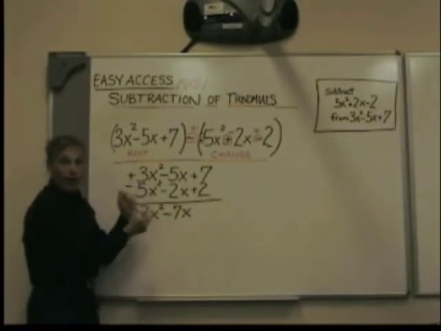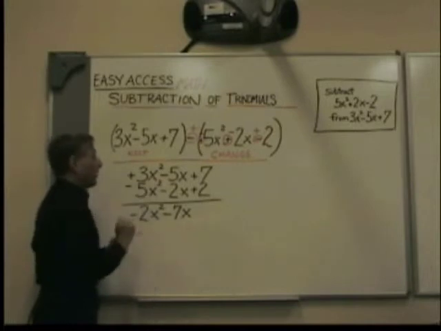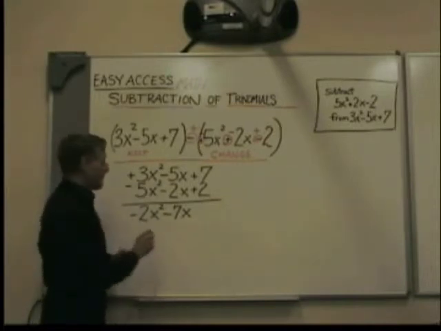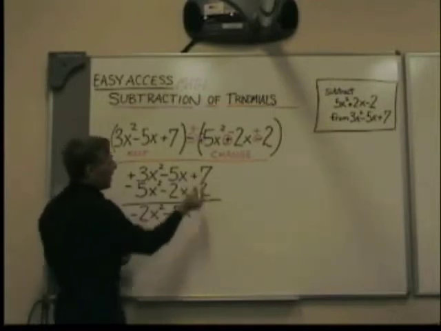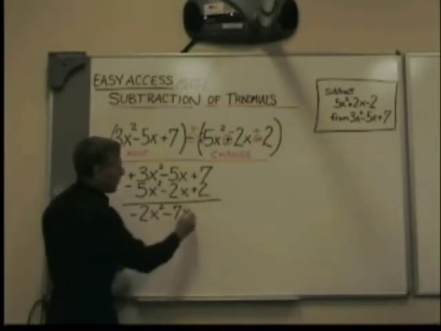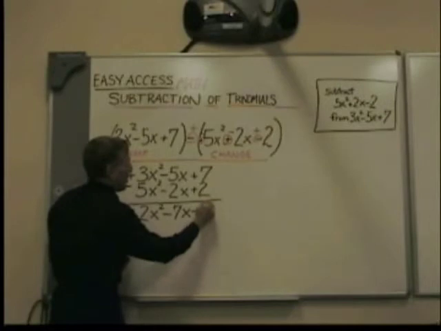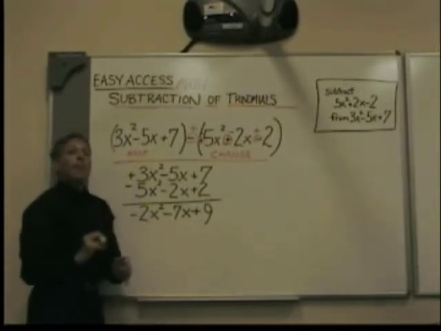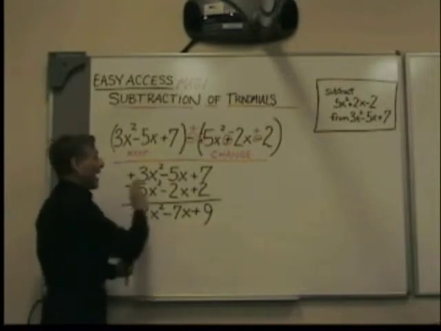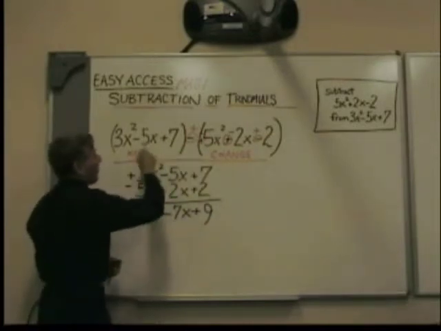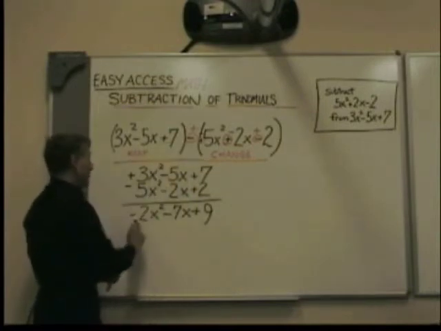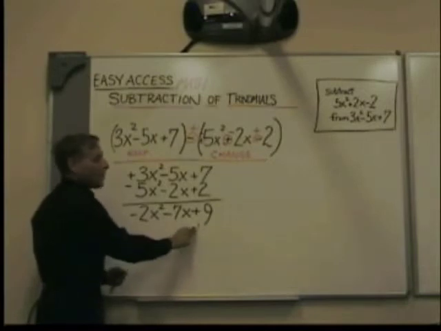When you're combining or adding, you give like signs, you add them and give it the common sign. So that's negative 7x, and here I have 2 pluses, plus 7 and plus 2. I add them up, and I have plus 9. So my answer, when I subtract this trinomial from this one, following this procedure, is negative 2x squared minus 7x plus 9.